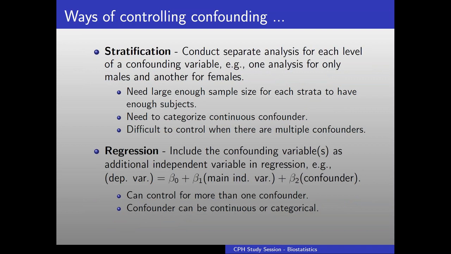The way you control for confounding is either through stratification, meaning once you've identified a variable as a possible confounder, you conduct separate analysis for each level of that confounder. So for example, if you thought gender is a confounder, then you need to conduct a different analysis for males and a different analysis for females. The disadvantage to stratification is that you need a large enough sample size for each of those categories to be sufficiently large. And you need to categorize continuous confounders.